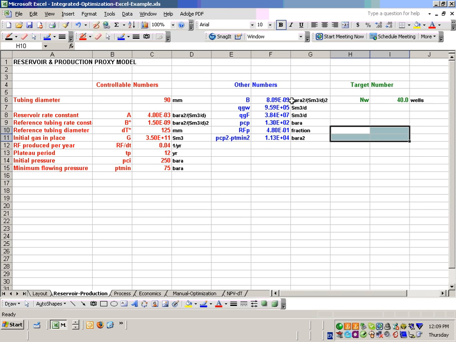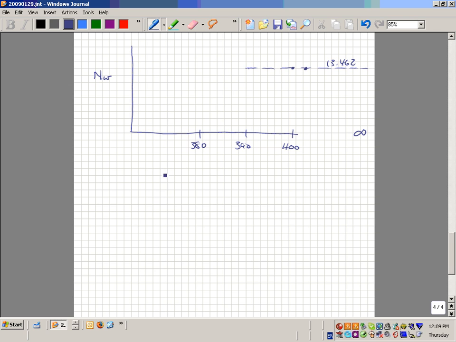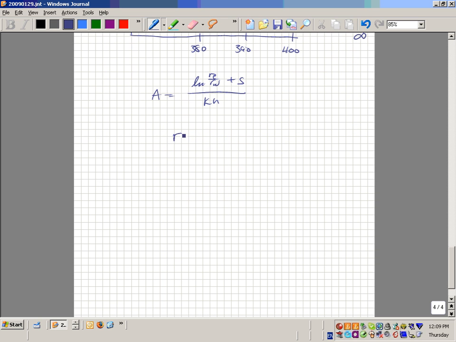It's not a constant. Okay, Mike's point is this, that A is equal to KH over log RE/RW plus skin. And RE is equal to the square root of the total field area divided by pi, and then the number of wells. Let's see, number of wells here.